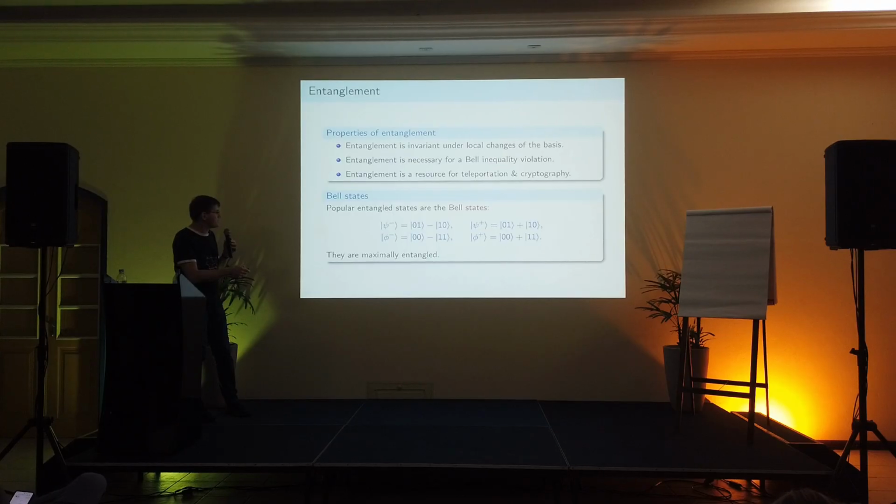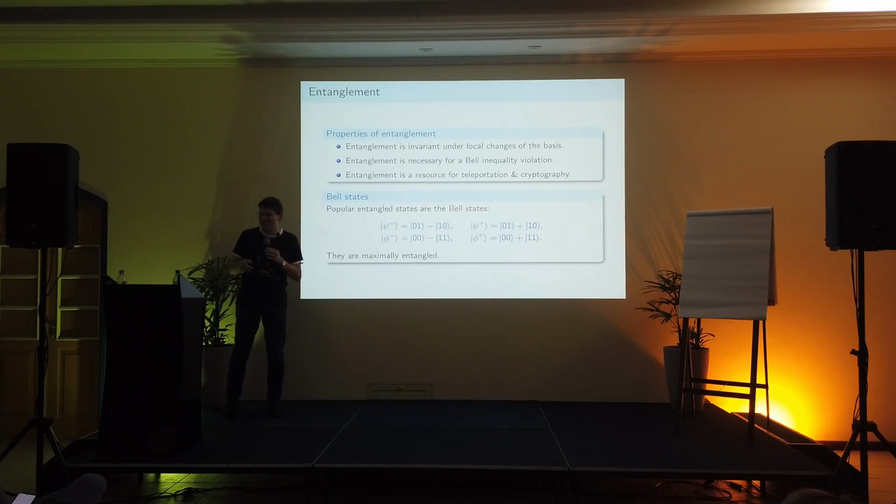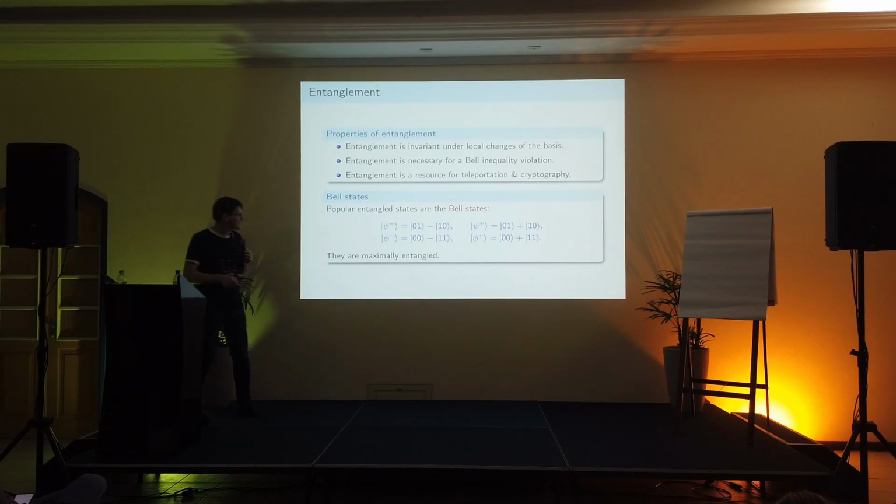And also what was explained by Anna is that entanglement is often seen as a resource for things like teleportation and cryptography. I will not go into much detail of that. Actually, I will go into no detail of that. So this is just a reminder, while one is interested in this point. And some popular states are the so-called Bell states, which also occurred in Anna's talk, some of which are pure states, and there are some more mixed.